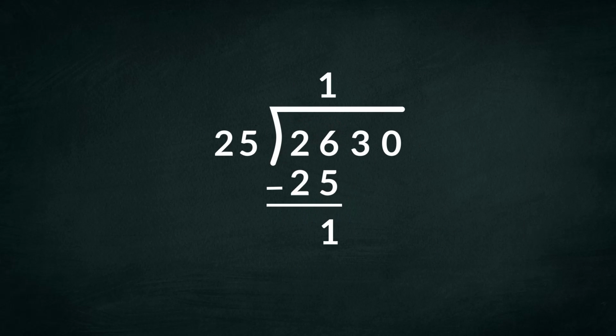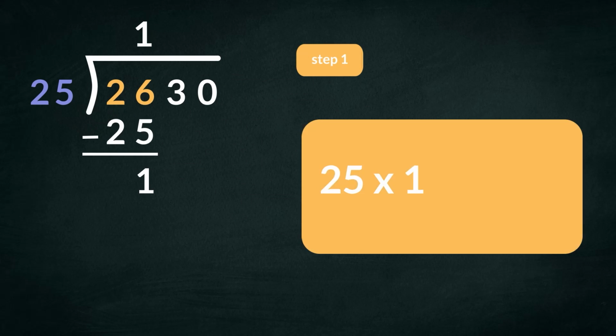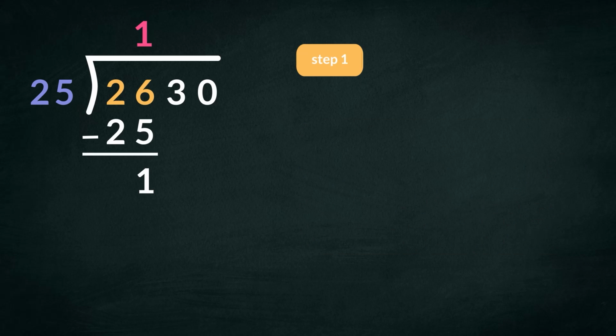Before we wrap this one up, here's one important note for you. Take a look at this division. 2,630 divided by 25. The first step has been done for you. So here's a recap. We take 26 and divide it by 25. Since 25 is almost enough to reach 26, we put 1 on top. 1 multiplied by 25 equals 25. Then we subtract it from 26 to get 1.